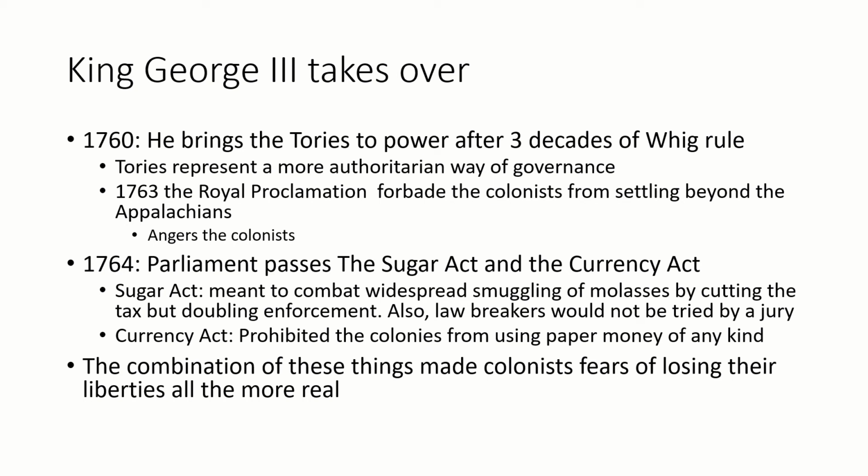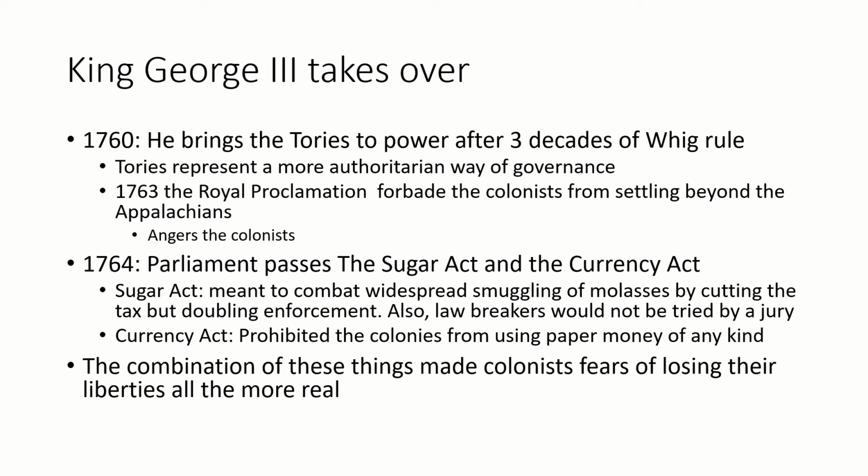Okay? Parliament in 1764 passes 2 more reforms, the Sugar Act, which sought to combat widespread smuggling of molasses in New England, and it did this by cutting the tax in half, but increasing enforcement. Smugglers would also be tried by the Vice Admiralty courts and not by juries of their peers, which they had grown used to. Parliament also passed the Currency Act, which restricted colonies from producing paper money.